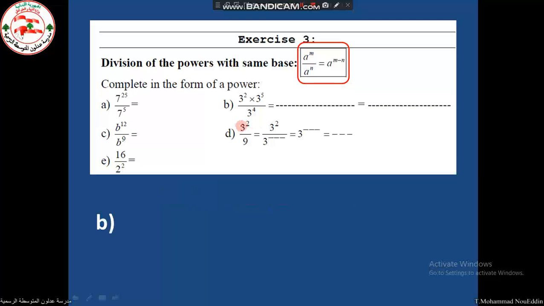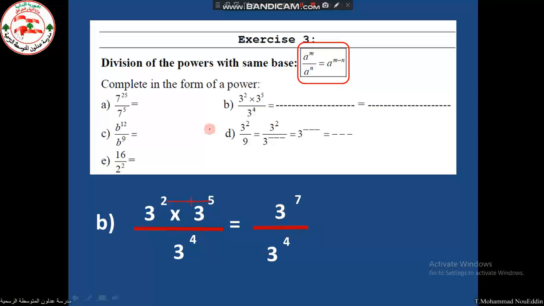Next exercise, B, we have 3 raised to the power 2, or the second power of 3, times the 5th power of 3 over the 4th power of 3. In this case, we should do the numerator first. 3 times 3, we follow the first rule. We have here the product of powers. In this case, we add the powers. So we have 3 to the power 7 over 3 to the power 4.